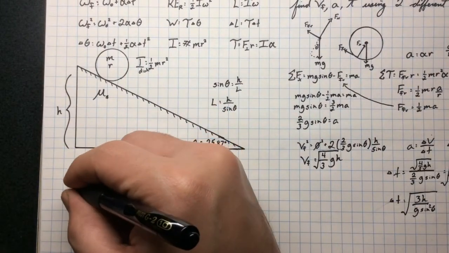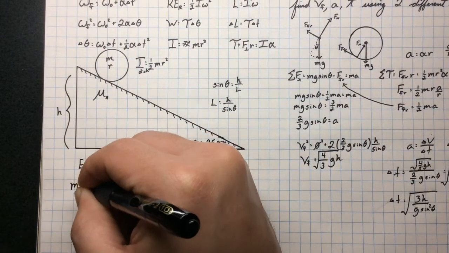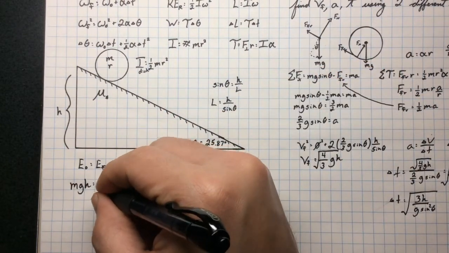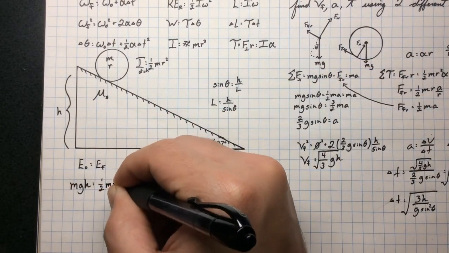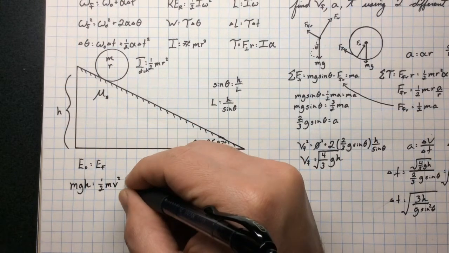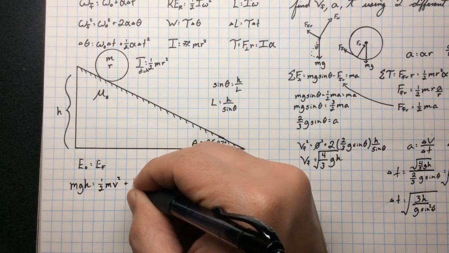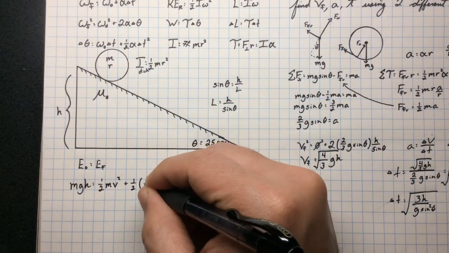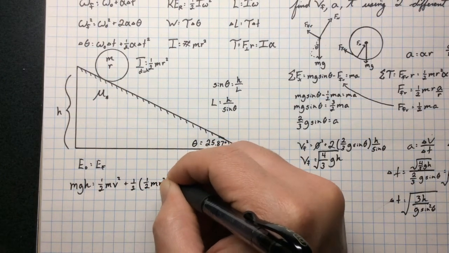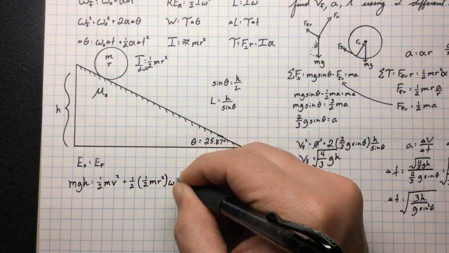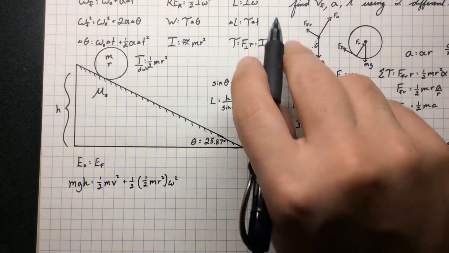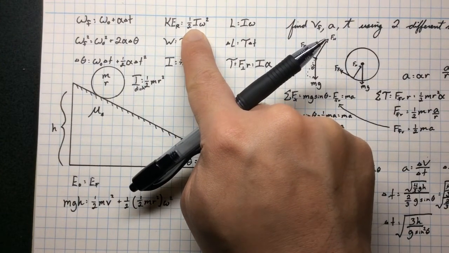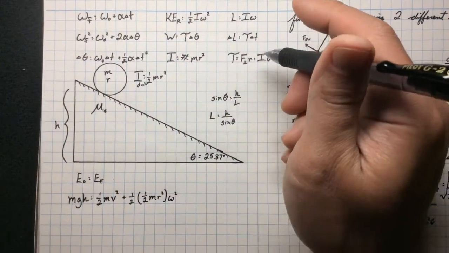So in the beginning we have mgh. This turns into the energy at the end, which is going to be the translational kinetic energy, and the rotational, 1/2 I omega squared. The inertia I is 1/2 mr squared, so we're just going to plug all that in.